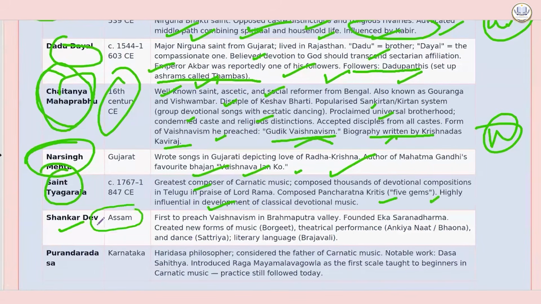We have Shankar Dev Ji from Assam, the first to preach Vaishnavism in the Brahmaputra Valley, who founded Eka Sarana Dharma. He created new forms of music, Borgit, theatrical performance like Ankiya Nad, Bhavna, and the dance Satriya, and a literary language, Brajavali.